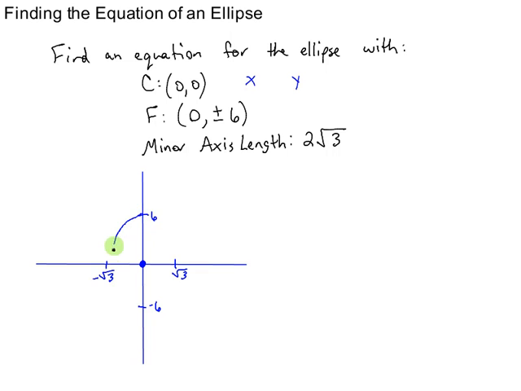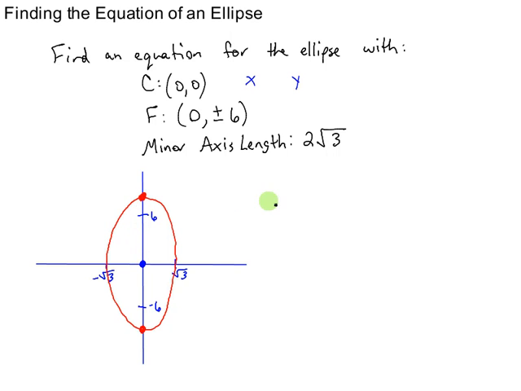Now, my ellipse does not look like this. It does not pass through those 4 points because the 6 and negative 6 are my foci, not my vertices. So I have to determine my vertices. I know my vertices are further away from my center than my foci. So I know my graph is going to look something like this. I just have to determine exactly the distance from my center to a vertex, and then I can finish this problem.